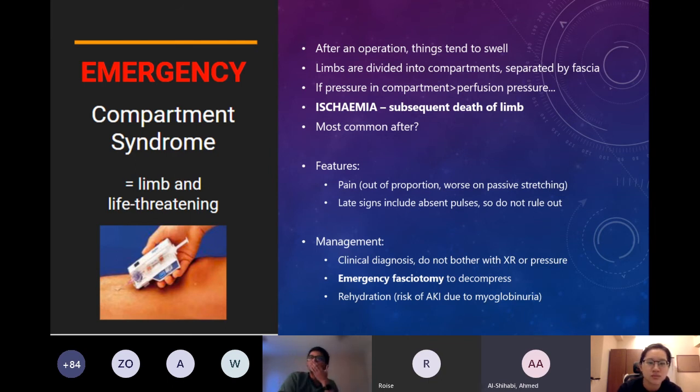And the thing to remember, it's a clinical diagnosis. You do not bother with taking them to an X-ray or measuring the pressure in their legs or so on, which is apparently what the formal diagnosis is based on. If you think that's the case, you split the cast, you take them to surgery.